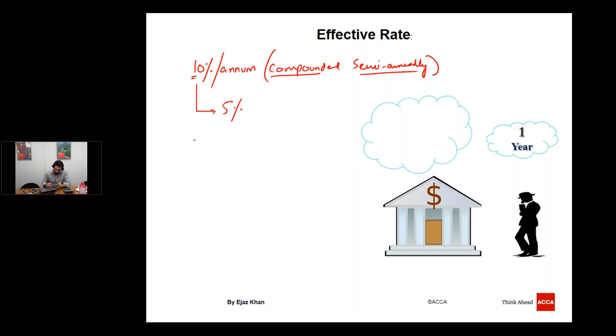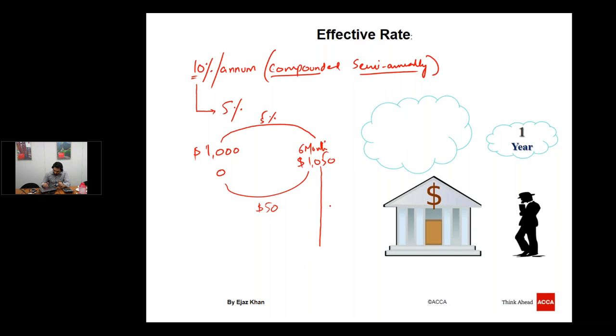So what is going to happen? Say, for example, Mr. A borrows $1,000 today. What is he expected to pay after 1 year? The bank will charge him an interest of 5% for the first 6 months, and 5% of 1,000 will be $50. And then for the next 6 months, that is after 1 year, the total amount will be 1050.